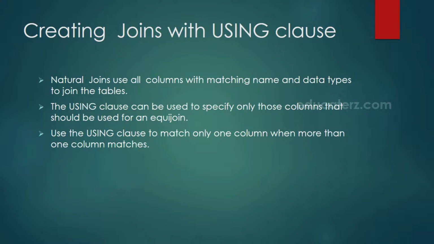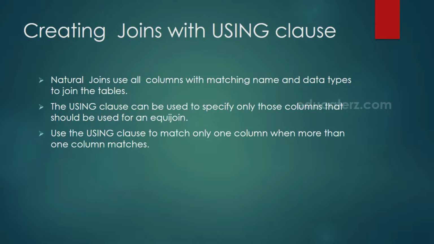Creating joins with using clause. Natural joins use all columns with matching name and data types to join the tables. That is the case with natural joins. The using clause can be used to specify only those columns that should be used for an equi-join.